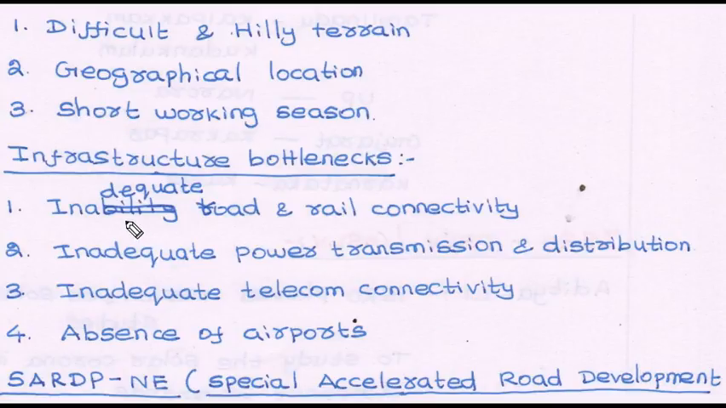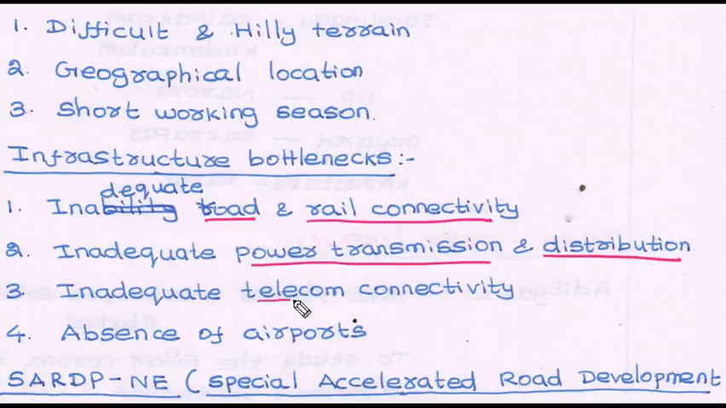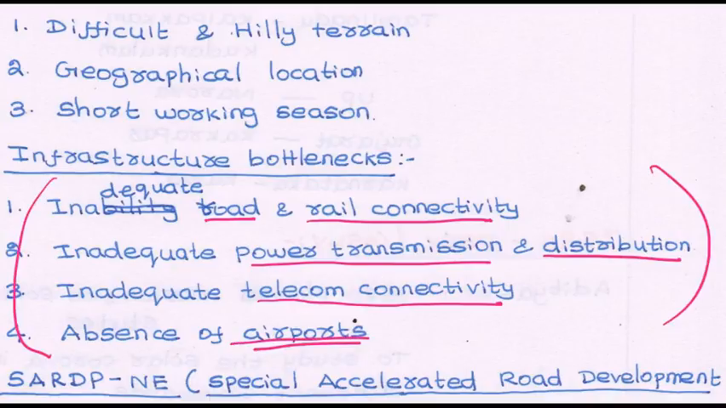There are so many infrastructure bottlenecks in the northeastern region. They are inadequate road and rail connectivity, inadequate power transmission and distribution, inadequate telecom connectivity, and absence of airports. So the Government of India is focusing on these areas.